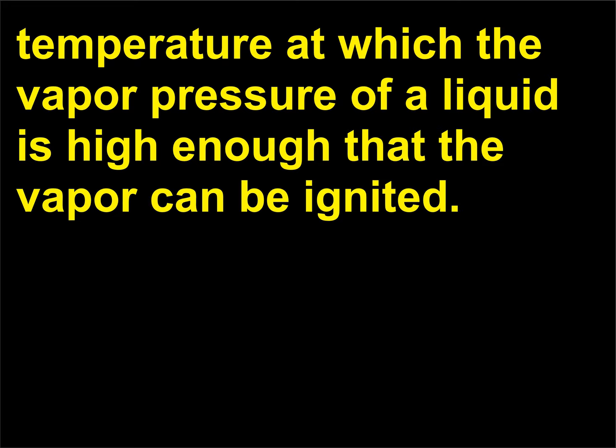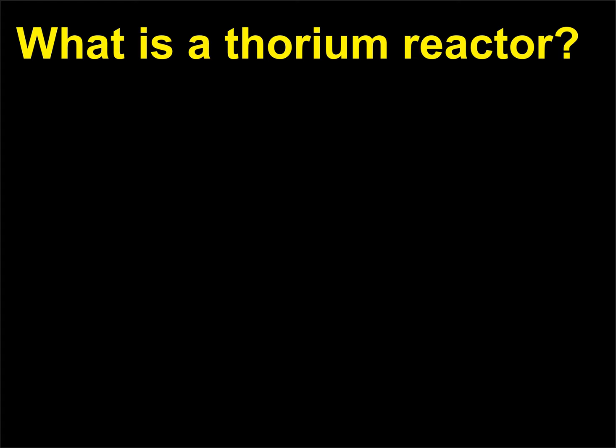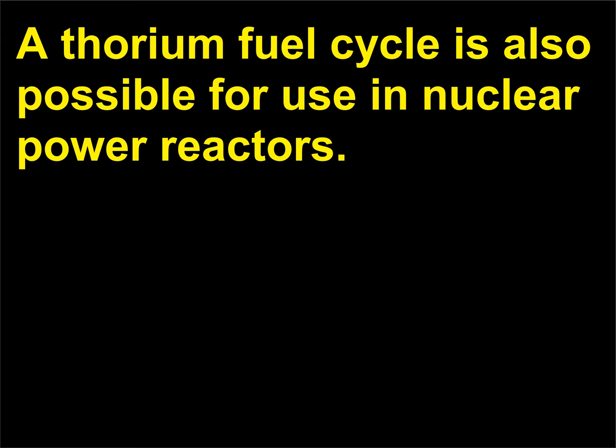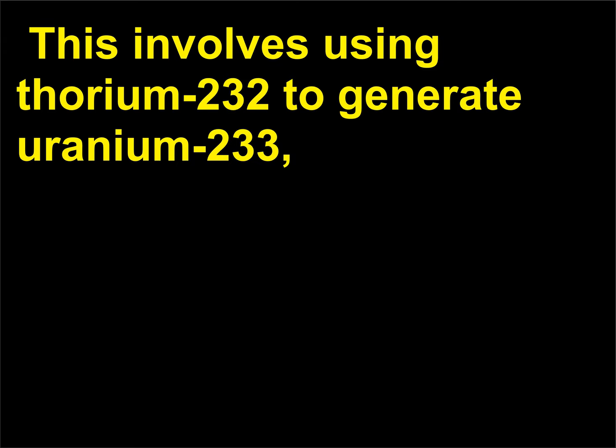What is a thorium reactor? A thorium fuel cycle is also possible for use in nuclear power reactors. This involves using thorium-232 to generate uranium-233, which is capable of undergoing fission processes to generate energy in the form of heat.